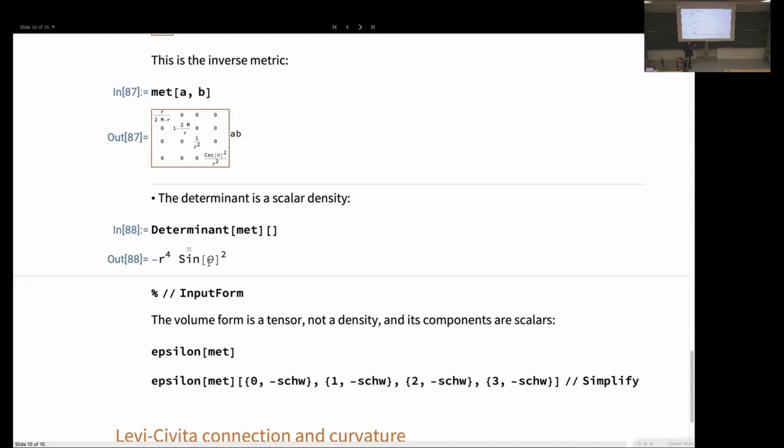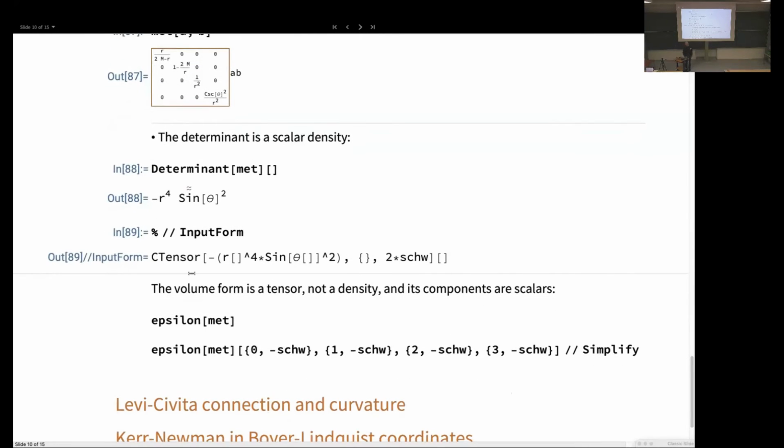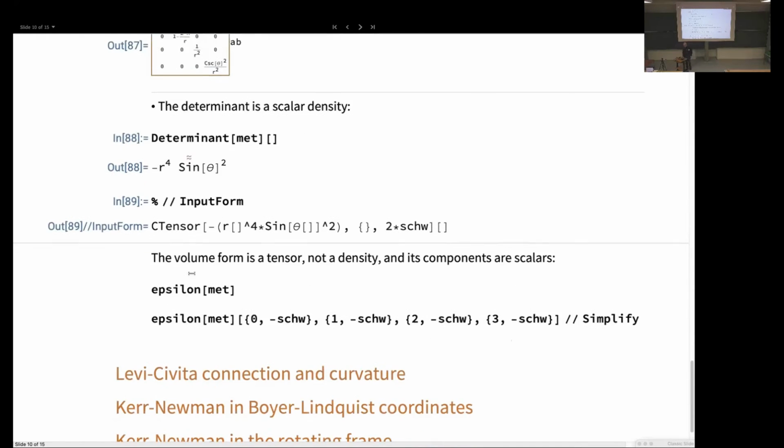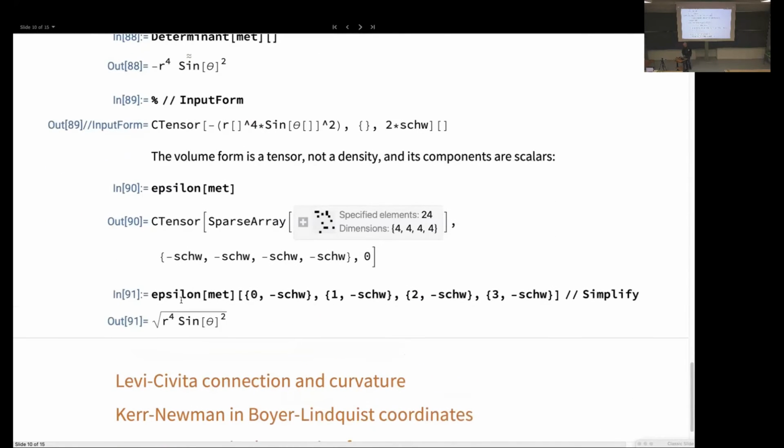For example, a Jacobian, right? A Jacobian has 2 bases. So it has to be a weight plus 1 in one basis minus 1 in the other basis. And that's stored like that. You see, it's a scalar, so it has no bases, but it has now a weight. That's a volume form. And you can, for example, compute one of the entries of the volume form. The volume form has 4 indices, right? Here in xAct, everything has indices.